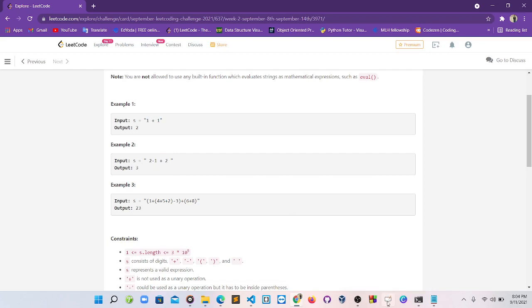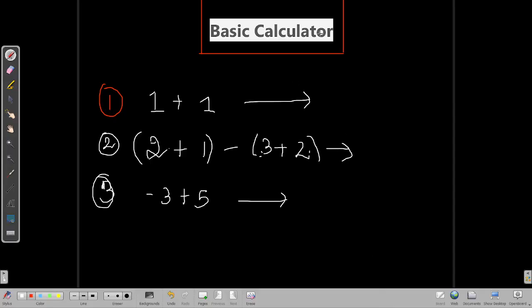So come to the presentation. The problem is Basic Calculator, a hard problem on LeetCode. In order to solve this, I am taking three different types of examples, to show how we can solve it. If we understand how we solve this, how we solve this, and how we solve this, then the whole problem is automatically solved. So we see them one by one and try to understand how we can do it. Okay, we will try to create our logic.